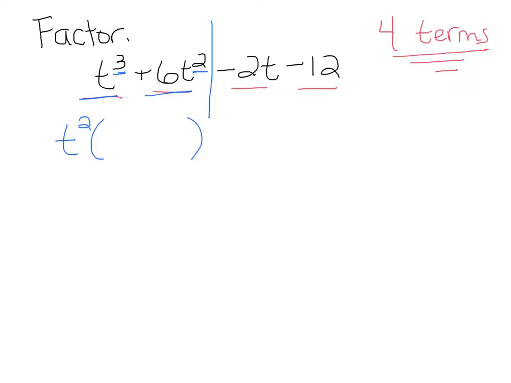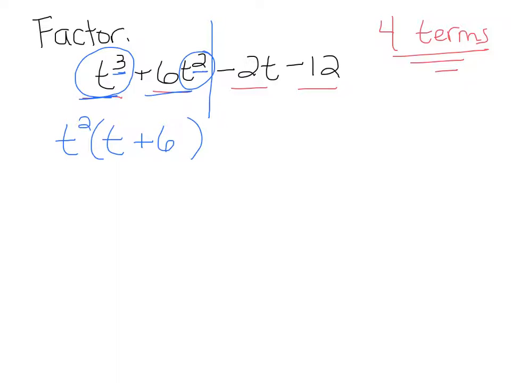Now what's left? Well, I had 3 t's. I pulled 2 of them out. That leaves me with 1 t here. Plus 6. I had 2 t's here. I pulled 2 of them out. That leaves me with no t's inside.